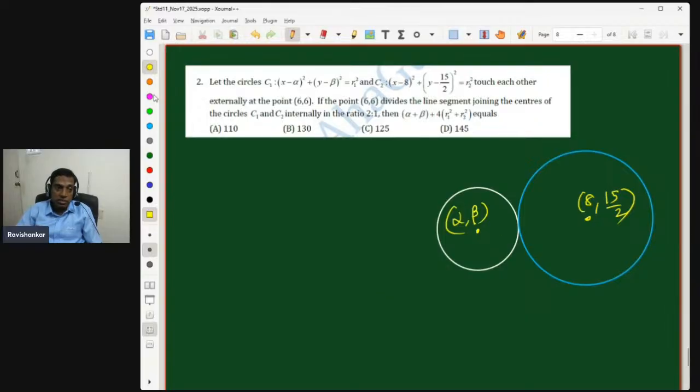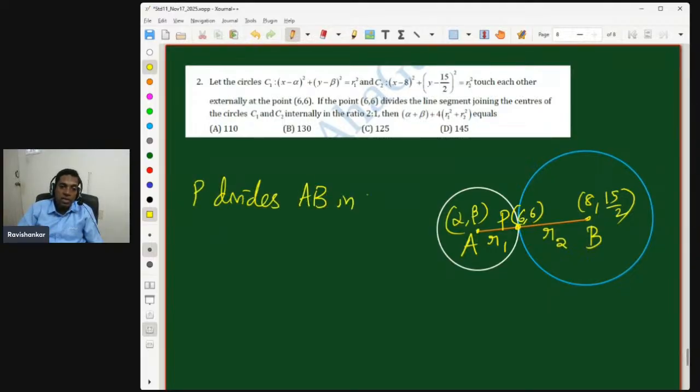Okay, and this distance, if you join them, this point is given to be (6, 6), and this is R2 and this is R1. So let's call this center A and this center B, and the point where they touch each other P. Okay, P divides AB in ratio 2:1. Okay, so clearly my diagram is wrong.